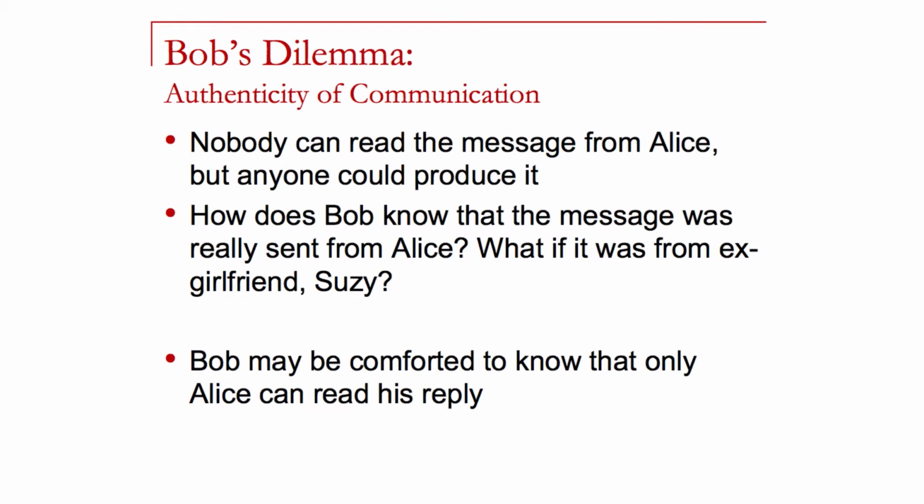So the interesting thing though is Bob's reply back to Alice can only be read by Alice because Bob used Alice's public key. So as Bob replies back, even to a bogus message, to Alice, Susie can't read that. Alice may wonder why this message is coming to her because she didn't originate it, but at least Susie could not read what Bob's reply would be.